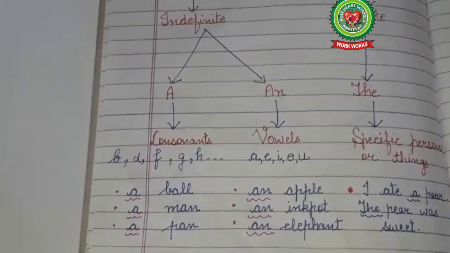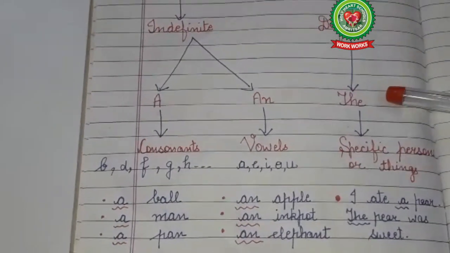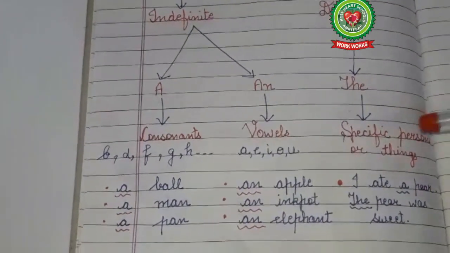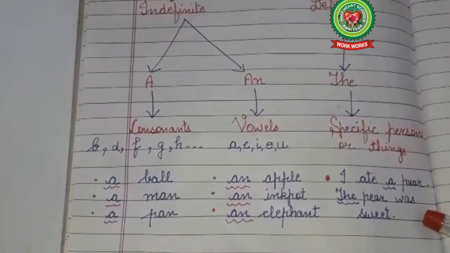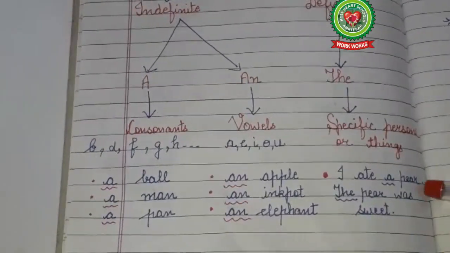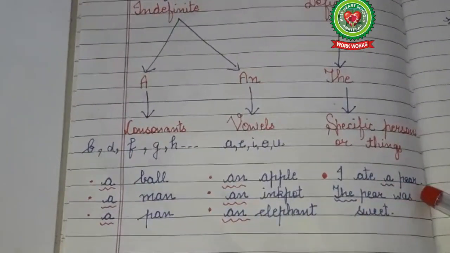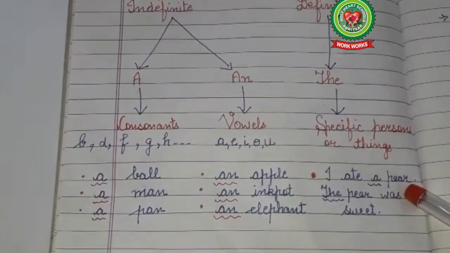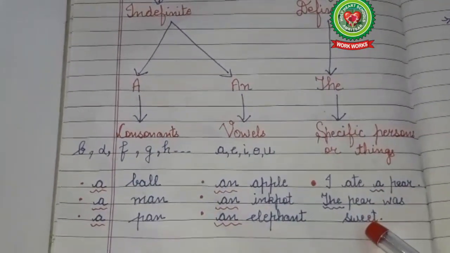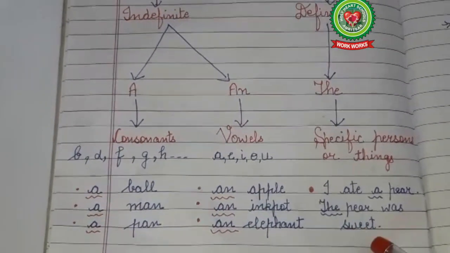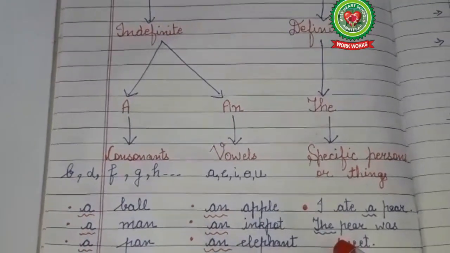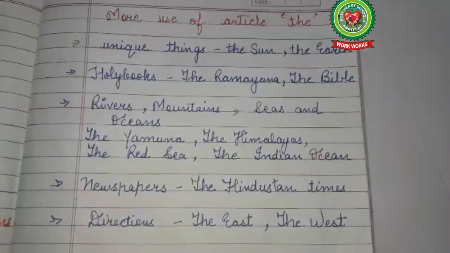Now I will tell you about the definite article the. We use article the with a specific person, place or thing. Look at this example. I ate a pear, the pear was sweet. In the sentence, I ate a pear, we are talking about a pear for the first time. So here we have used the article a. In the next sentence, the pear was sweet. Here I am talking about the same pear for the second time. So here I have used the article the.